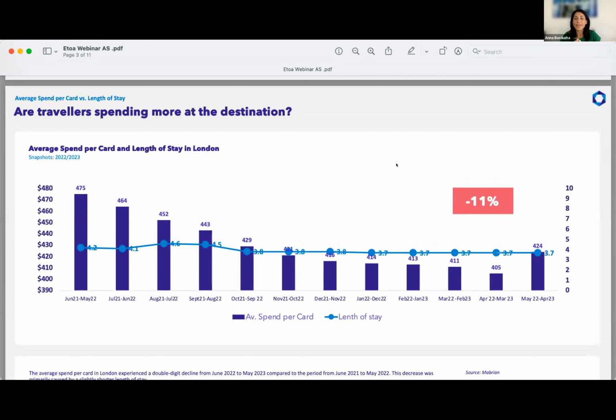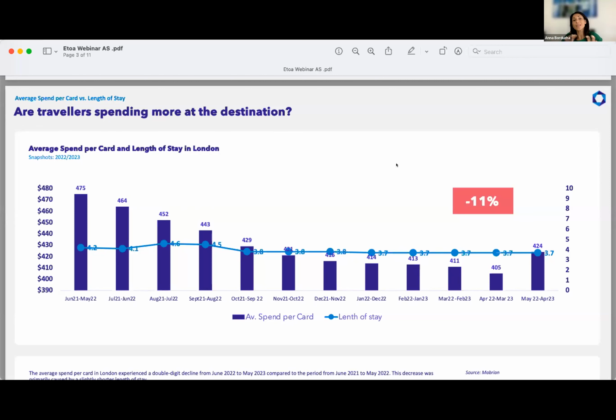It is true what David said, that it is complicated. We don't have to find the right provider, because there is not a perfect provider for this data. But working with one of the biggest bank companies can help us understand the main trends in terms of spending at the destination. The data that we are going to see today analyzes spend patterns and spend evolution in London, and we analyze the period from May 2022 to April 2023.